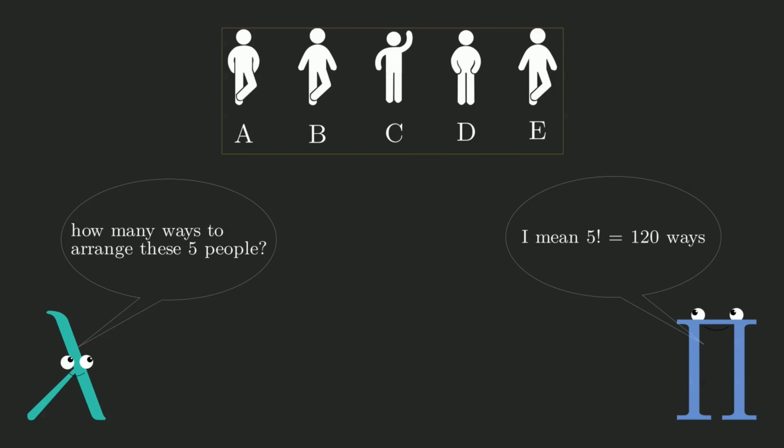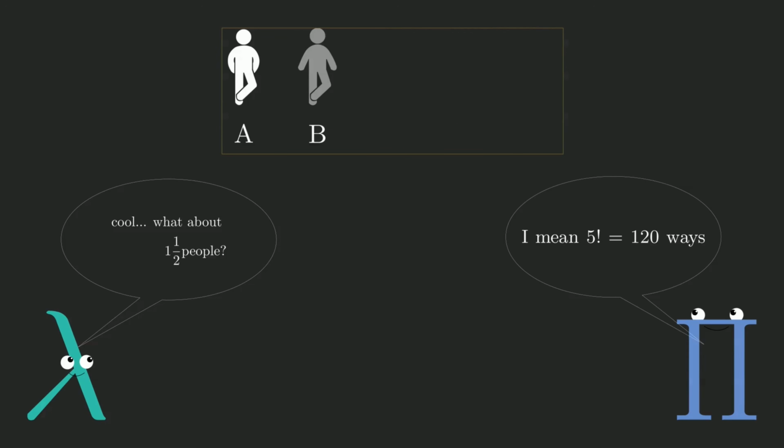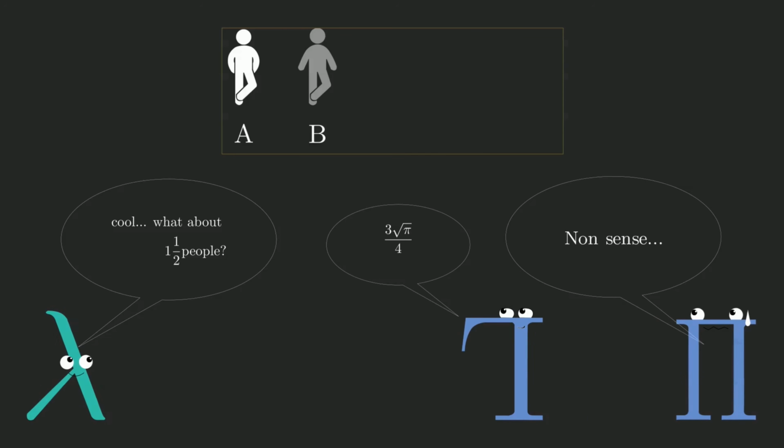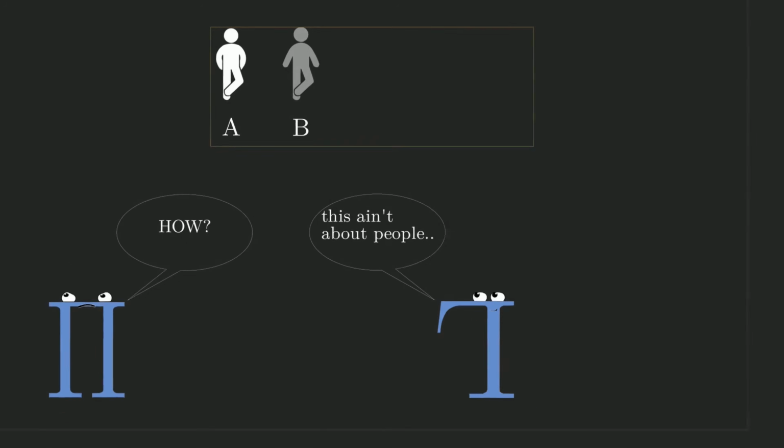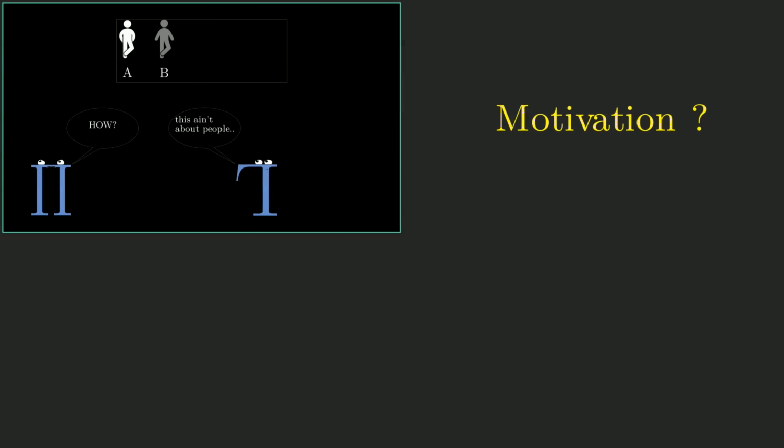But what if I ask you, how many ways to arrange one and a half people? This seems weird at first glance, but why bother about such a question in the very first place? What's the motivation behind this? If we are anyway going to investigate this, we would essentially be talking about fractional factorials, probably negative and complex as well.